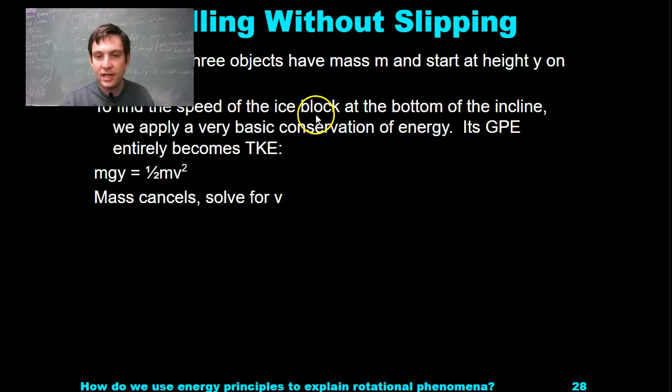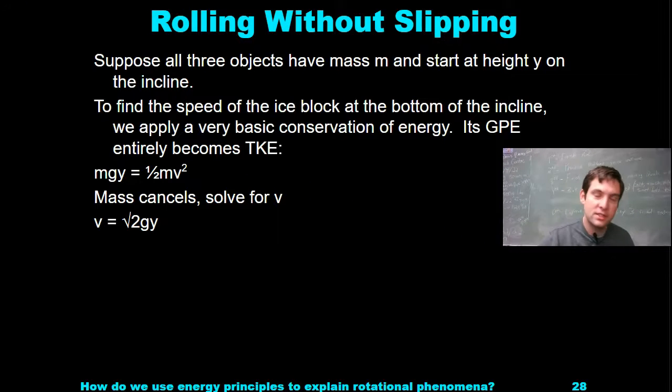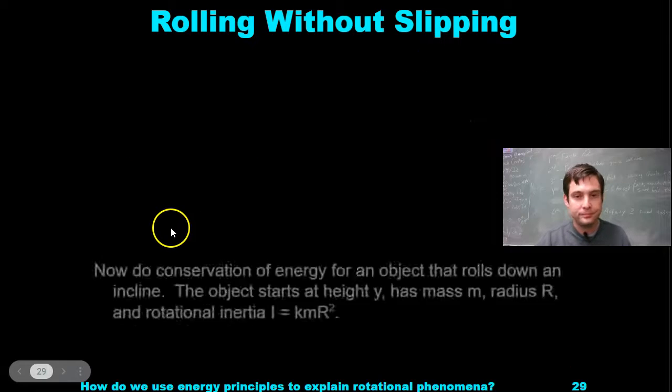To find the speed of the ice block at the bottom of the incline, we're going to be using just conservation of energy. All of that gravitational potential energy turns into kinetic energy, right? mgy equals 1/2 mv squared. m cancels on each side. We get that good old v equals square root of 2gy.